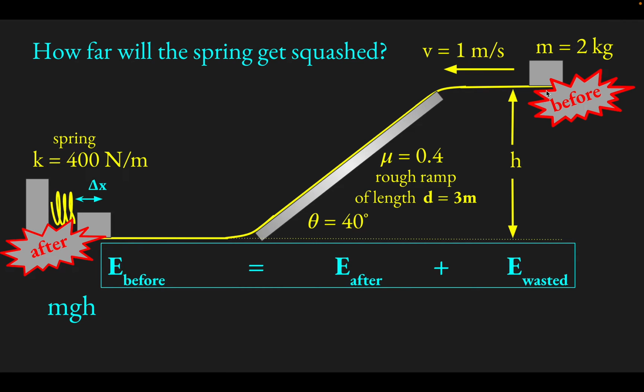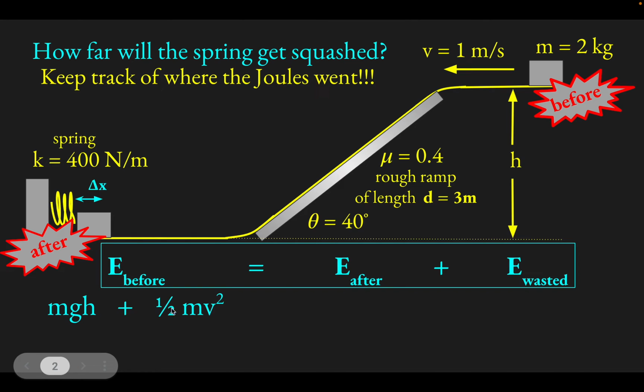Well, before, when the block is up high, it has gravitational potential energy, mgh. But don't forget that it's also moving. So it has a velocity of 1 meter per second, so we're going to use 1/2 mv squared to represent its kinetic energy. This is all the energy it has before. And so what we need to do is keep track of where these joules are going to go. Well, one place they go is to squashing that spring. And so in the after state of the system, you have energy 1/2 kx squared, which is the potential energy of a squashed spring. Right? The block's no longer way up high, so it doesn't have any mgh, and it is not moving, and so there's no v for there to be a 1/2 mv squared.